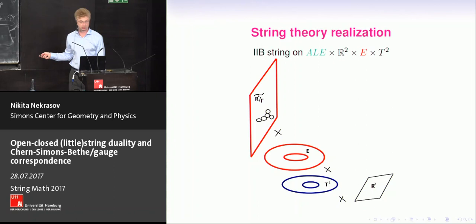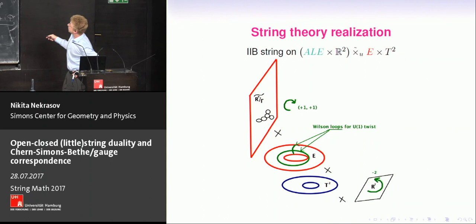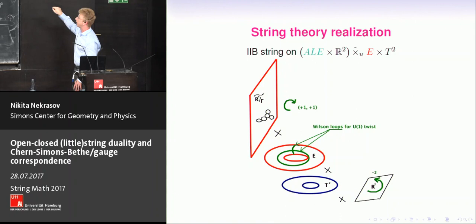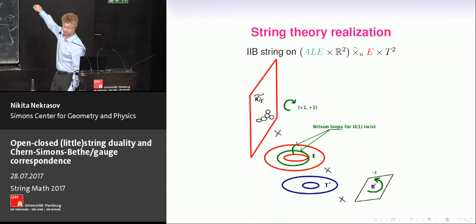And then we'll introduce a little twist into the problem. Namely, we make this R2 space rotate as we go around the cycles on the elliptic curve. And also, at the same time, the ALE space will rotate. And there is some relation. So it's a U1 isometry of the product of the ALE space and R2, which we'll be using. It's a U1 symmetry which preserves a holomorphic top form on the product of ALE space and R2.